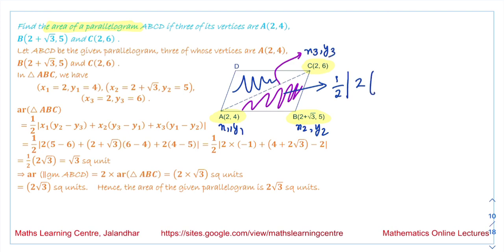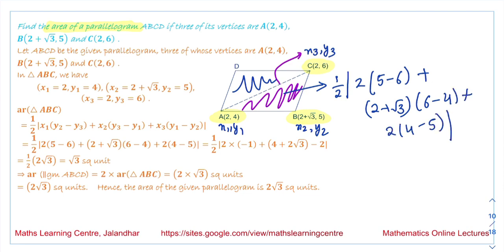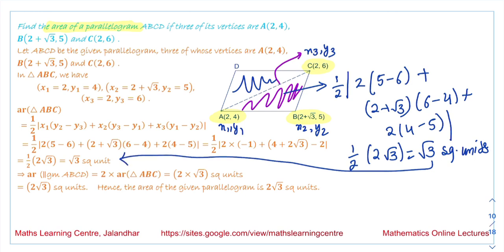So it is 1 by 2 into 2 into (y2 minus y3), that is 5 minus 6, plus (2 plus root 3) into (6 minus 4), plus 2 into (4 minus 5), and it is mod over here. On solving this, you will get 1 by 2 into 2 root 3, that is equal to root 3 square units. So we are saying this is the area of the triangle ABC we are talking about. So the area of the parallelogram will be 2 times this area. So the area of this parallelogram is 2 root 3 square units.